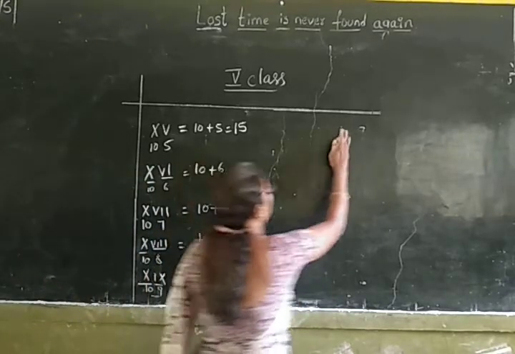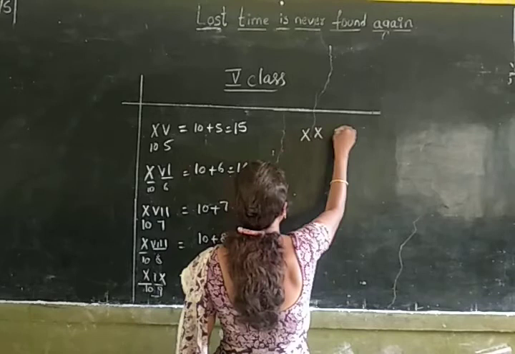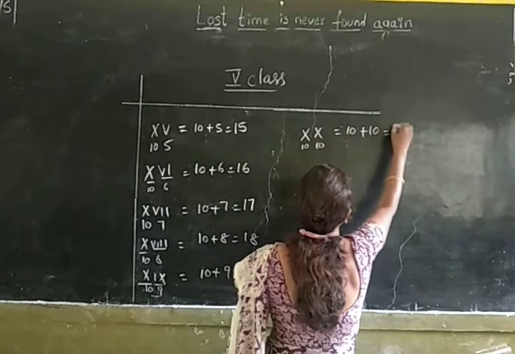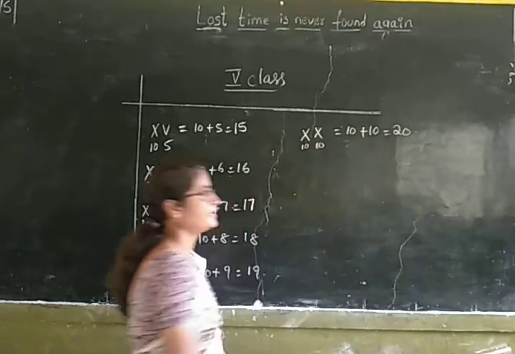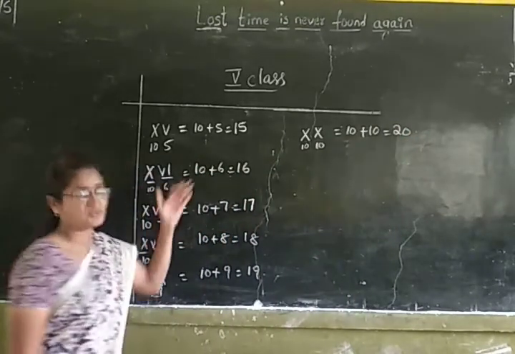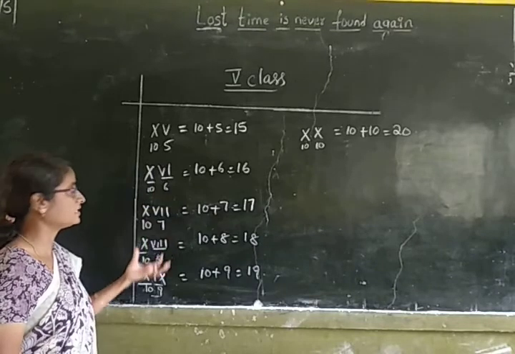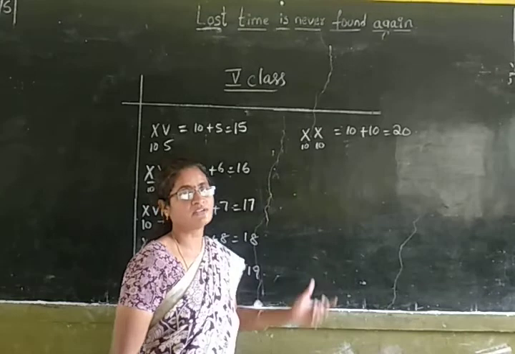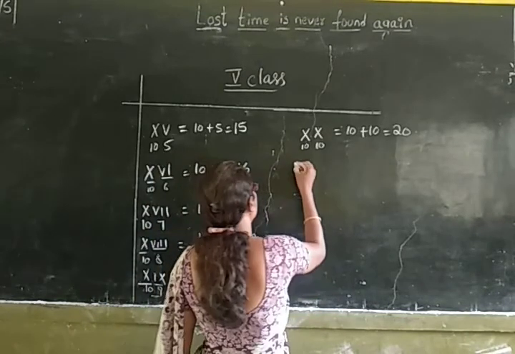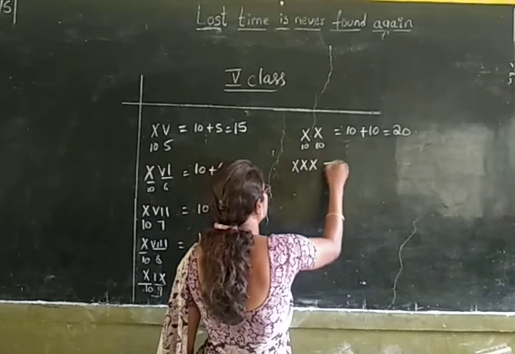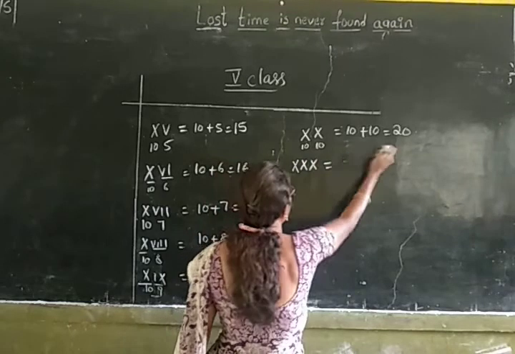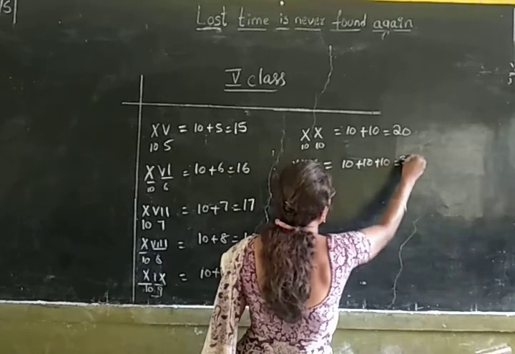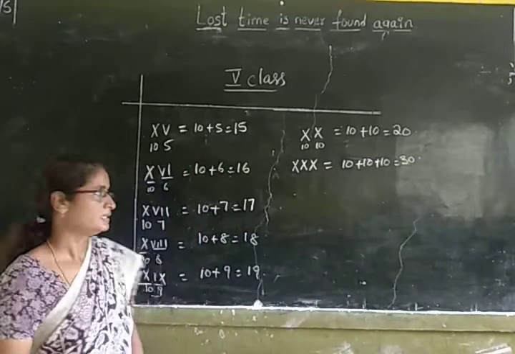And XX means 20. Similarly, you can write 21 like we wrote 15, 16, 17. Similarly, you can also write 21, 22, 23, 24, 25, 26, 27, 28, 29, 30. XXX means 30. 10 plus 10 plus 10 is equal to 30.